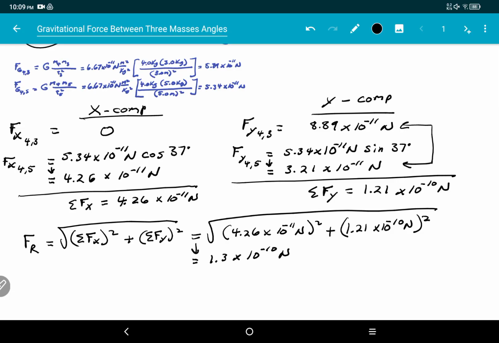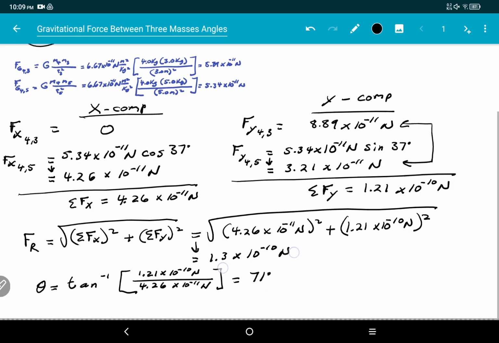But what direction is it going? Because the 3 is tugging on it and the 5 is also tugging. So we're going to have to do theta equals arc tan, tan negative 1. Okay, so let's put our y direction above, 1.21 times 10 to the negative 10 newtons, divided by the 4.26 times 10 to the negative 11 newtons. And that's going to give us an angle, to 2 sig figs, of 71 degrees.